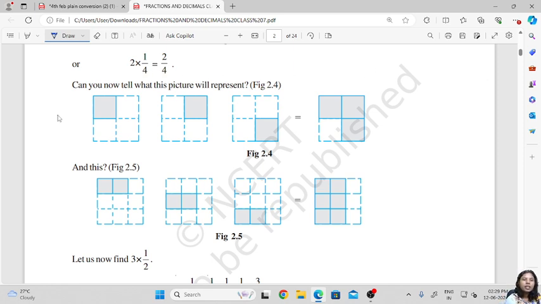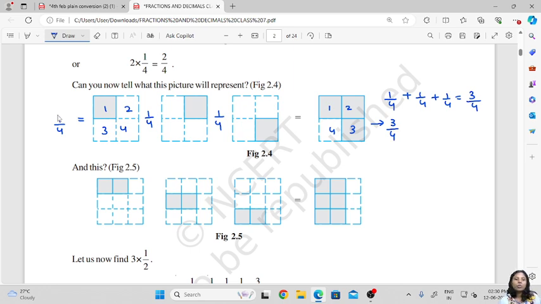Now let's try and solve this picture. In this case, again we have 1, 2, 3 and 4 parts to each box. Here the first will be 1 upon 4, then again we'll have 1 upon 4 and 1 upon 4. Now we add all of these: 1 upon 4 plus 1 upon 4 plus 1 upon 4. This will give you 3 upon 4. So here this box has 4 parts, out of which 3 are shaded, so we get 3 upon 4.